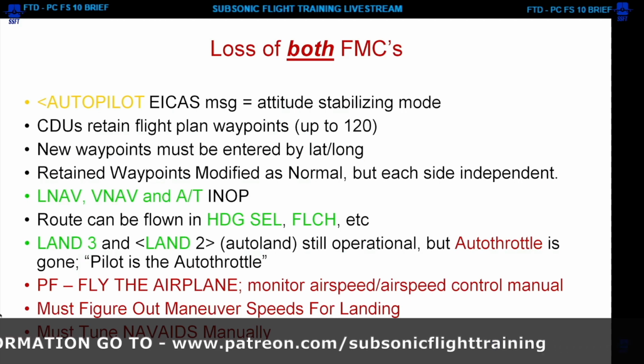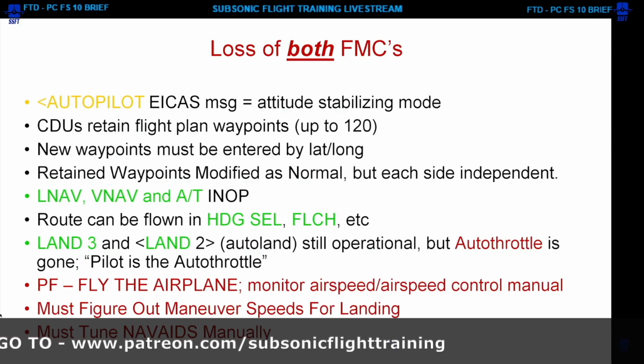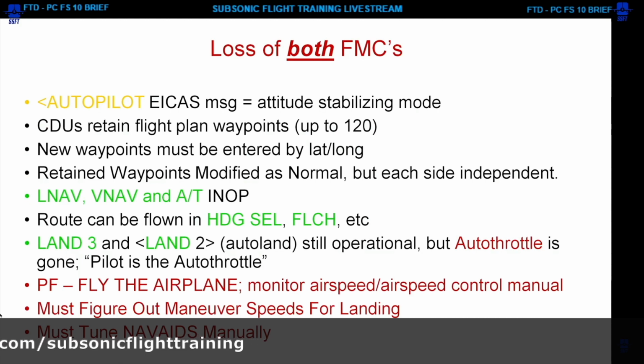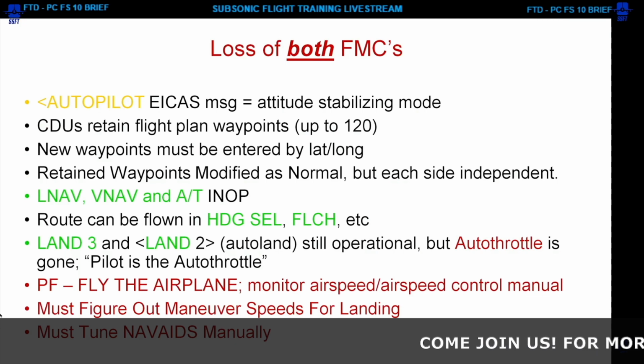And again, you'd have no LNAV, so you'd have to fly in heading select. Again, what's inoperative? LNAV, VNAV, and the autothrottle are inoperative. So the route can be flown in heading select and flight level change for the descent, for example. It would be fine, or any other pitch mode or roll mode.